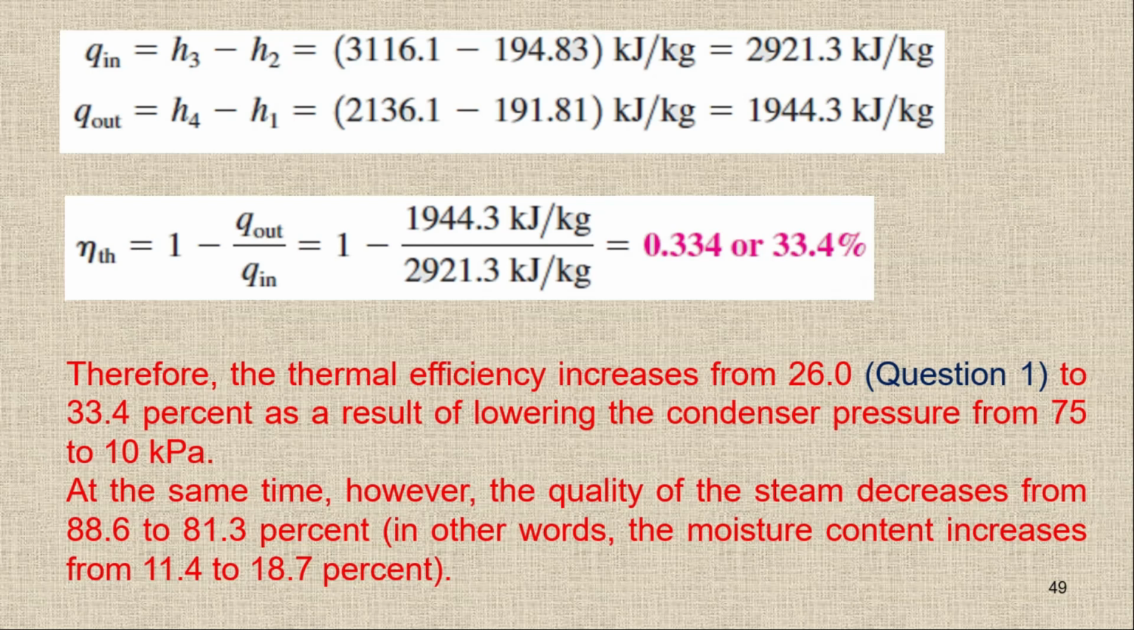Also, we have changed the pressure from 75 to 10 kilopascal. At the same time, as I told you in the last slide, there is an increase in the moisture content. In the last question, we had the moisture content of around 11.4%, or the quality of 88.6%, but now the quality is reduced from 88.6 to 81.3. So it means the moisture content increases from 11.4.